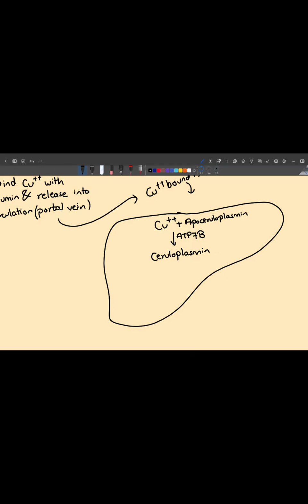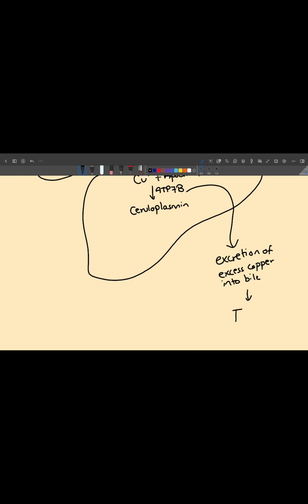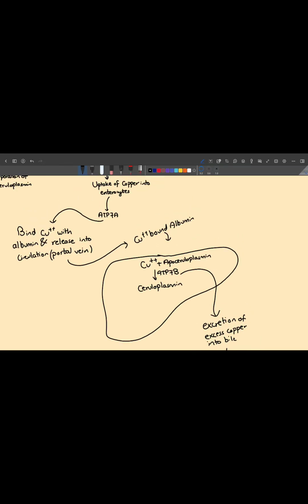And not only that, ATP7B also helps in excretion of excess copper into bile, and eventually out of the body through feces. So this was all about copper metabolism.